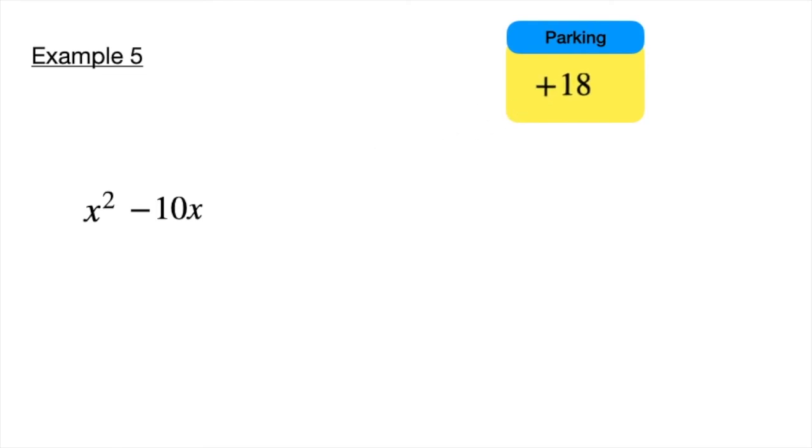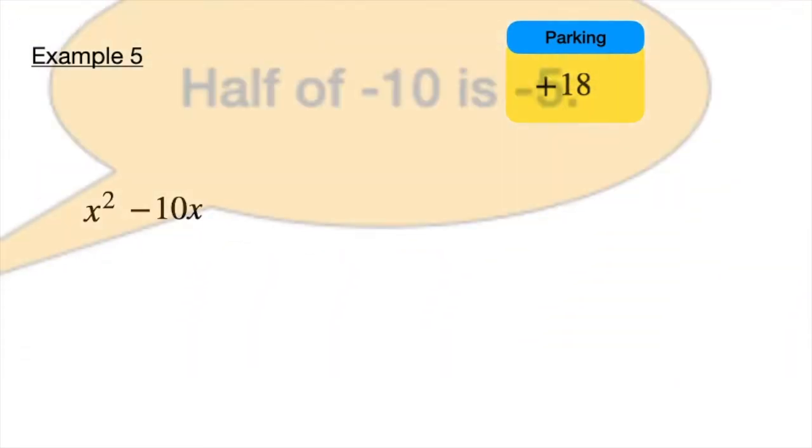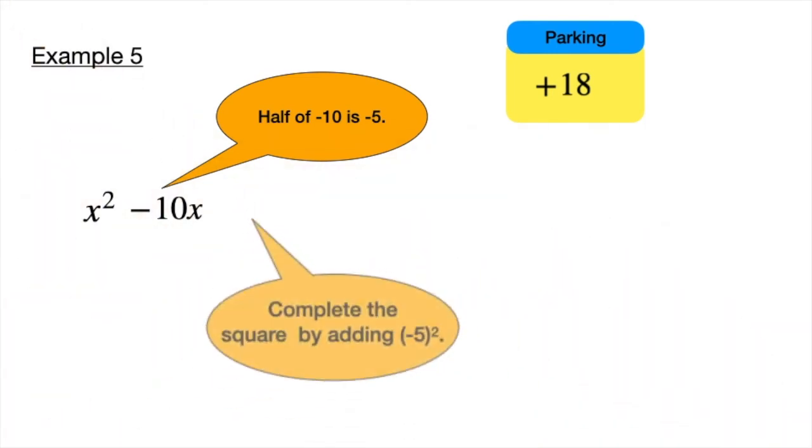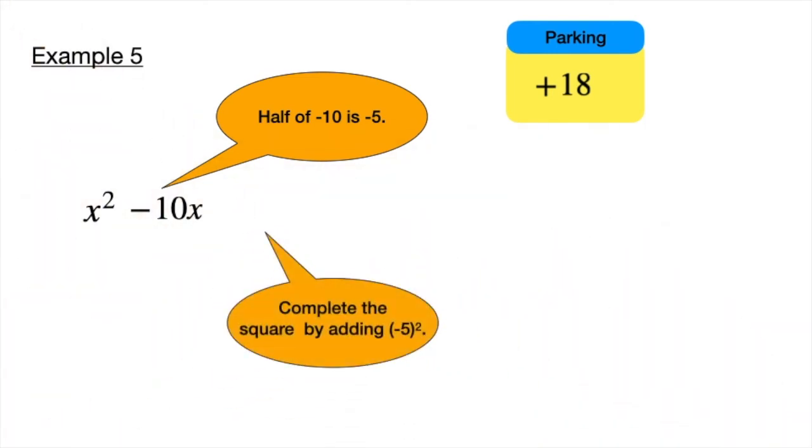Here's the last example. Complete the square of x squared minus 10x plus 18. And the twist this time is that there is already a number term, that's this 18. So let's park the 18 for the moment and simply complete the square for the other two terms. Because the x term is minus 10x, take half of the minus 10, that gives minus 5, and the added square is minus 5 squared or 25. And that's the square of x minus 5.